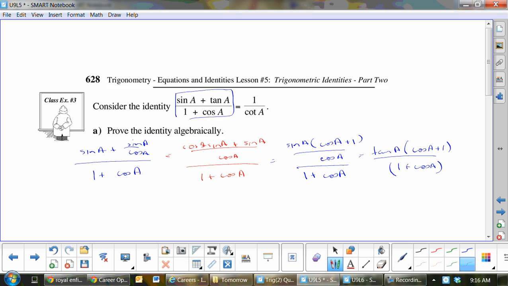Now, do you see that cos A plus 1 and 1 plus cos A are the same thing? Just be careful. Is cos A minus 1 the same thing as 1 minus cos A? No. So it works for addition. Okay. And what is tan A? So I'd just be left with tan A, which is the same thing as 1 over cotan A. Now you're looking at it going, oh, I would have thought of that. Right?